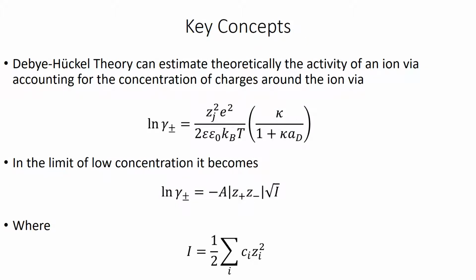Alright, what are the key concepts I want you to take away? The Debye-Huckel theory can estimate theoretically the activity of an ion via accounting for the concentration of charges around the ion. And that's the equation you can remember. In the limit of low concentration, it becomes log gamma equals minus A, absolute value of Z plus Z minus, root I, where I is the ionic strength.